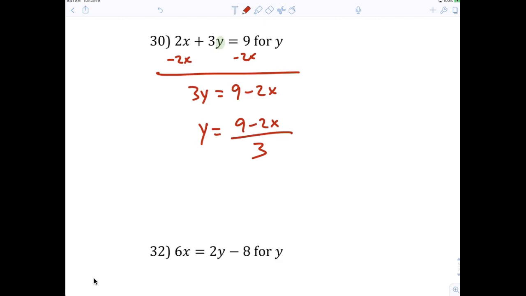Hubble, you're up. Hold on a second. I got a question. Well, because I'm dividing, right? Oh. You divide the whole thing. That's 3 times y, so to undo multiplication, we do division. Right?